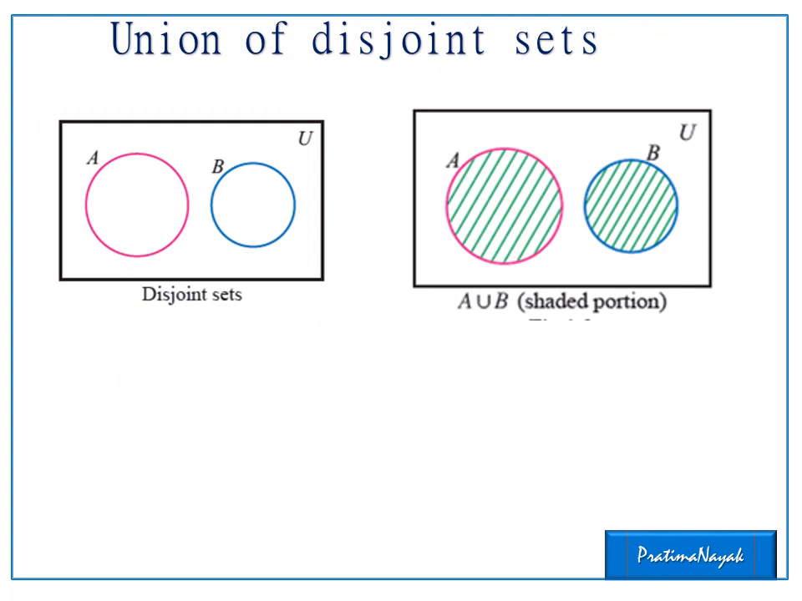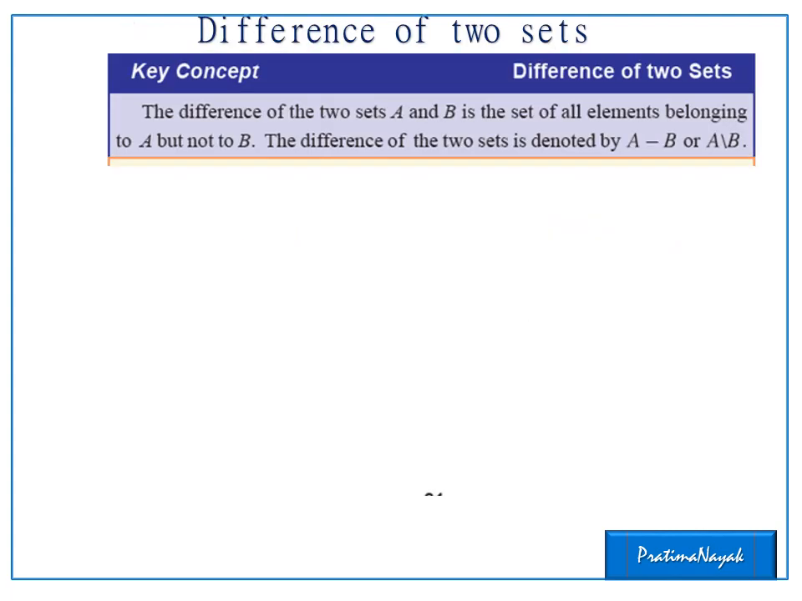So the Venn diagram shows the A union B when A and B are disjoint or they don't have any common element. So it will be just combination of A and B. The shaded region represents A union B.